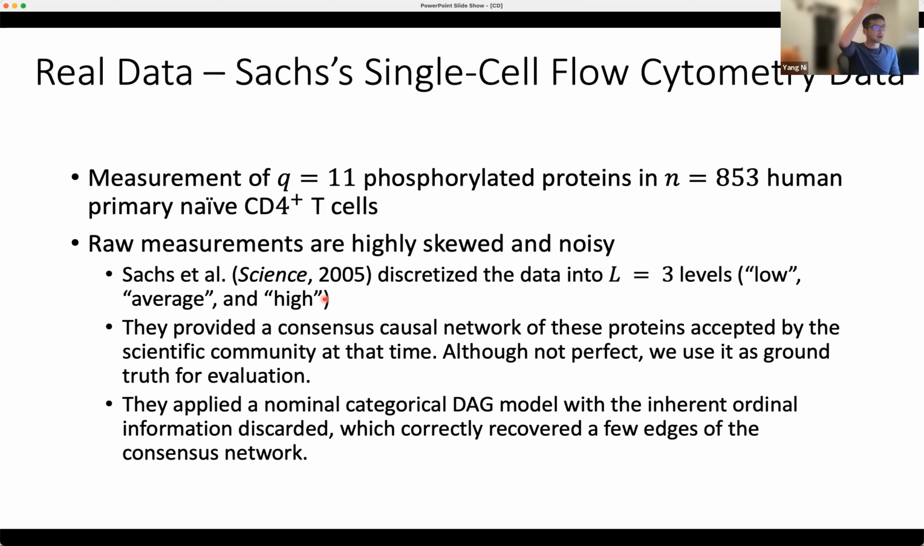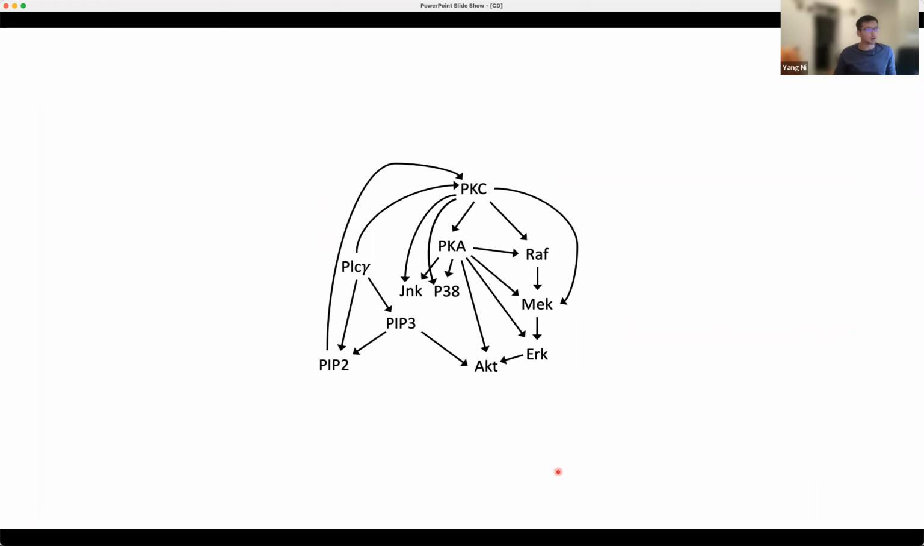In the original paper, they used something called a nominal categorical DAG model. Like I said before, for some reason, people would just discard the ordinal information in ordinal data and treat them as nominal data. So the method they applied is exactly a nominal categorical data DAG model. And with that model and just observational data, they can only recover very, very few edges and have false discoveries. So let's look at how our method performs.